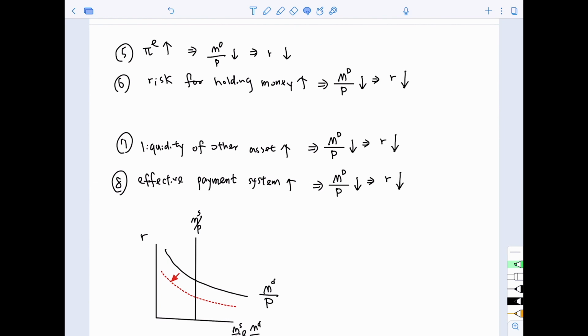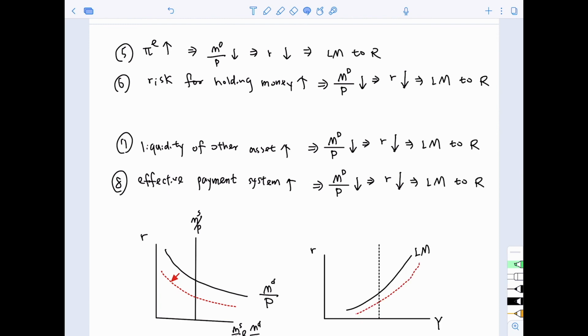So when all these shocks happen, they result in a lower real interest rate in equilibrium. For the LM diagram, for any given Y, holding all the other things equal, when R falls, the LM curve needs to shift to the right. So when the expected inflation rate gets higher, when the risk of holding money increases, when the liquidity of other assets increases, or when the effective payment system improves, all of them cause the LM curve to shift to the right.